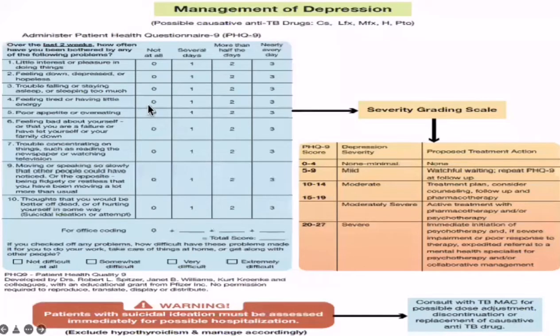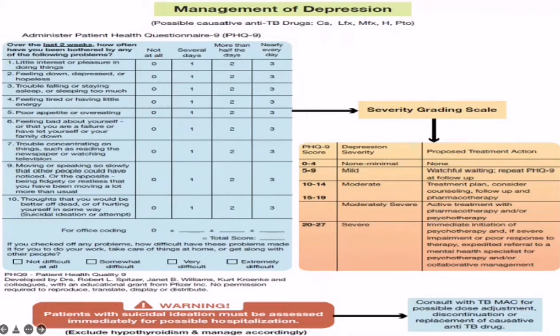So this is the PHQ-9 form. From there, the criteria are from 1 to 10, and then you do the grading. And whatever your score is, the grading can be from 0 to 3. So this is the severity grading scale.